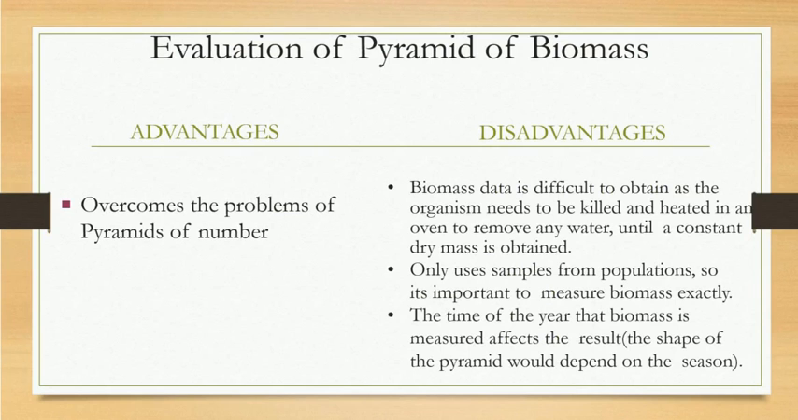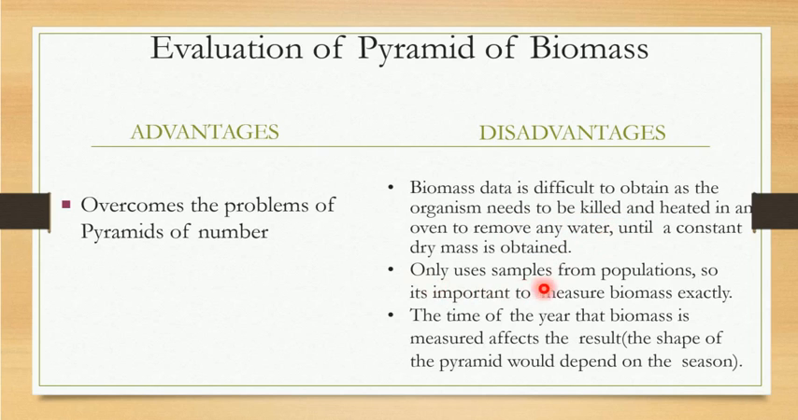Now let's study the advantages and disadvantages of the pyramid of biomass. First of all, it overcomes all the problems of the pyramid of number. So whatever disadvantages were present in the pyramid of number are overcome by the pyramid of biomass. However, the disadvantage of the pyramid of biomass is that it is very difficult to obtain the data of the weight of organisms, because to get the actual weight of organisms you need to kill them and then weigh them, which is not possible.